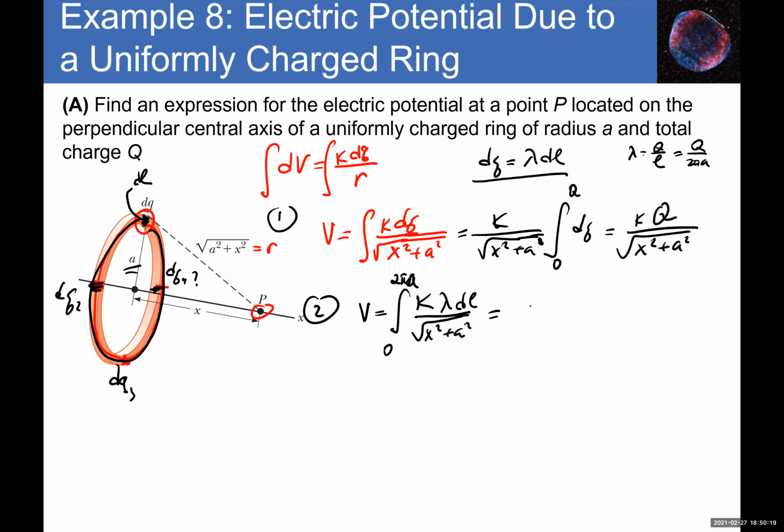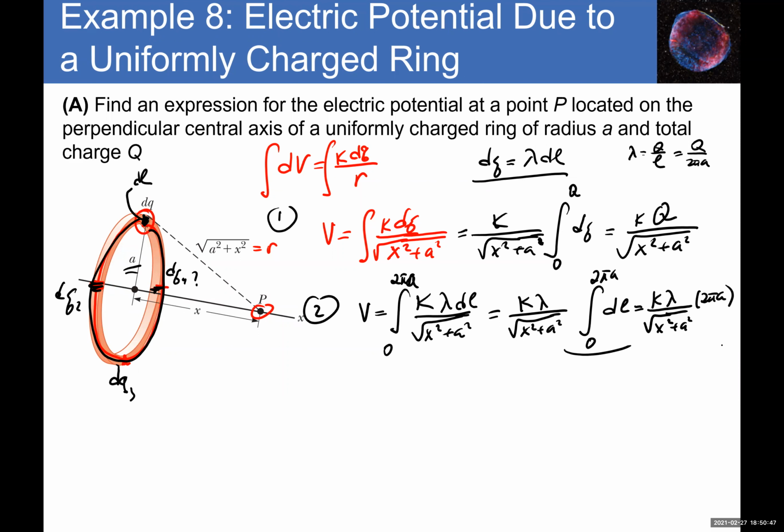So I can use this. So it basically becomes k lambda divided by x squared plus a squared, and then the integral of dl going from 0 to 2 pi a. Again, what is 2 pi a? It is the circumference, right? So 2 pi a. Now what I get here is k lambda over x squared plus a squared, and this integral just gives me 2 pi a.